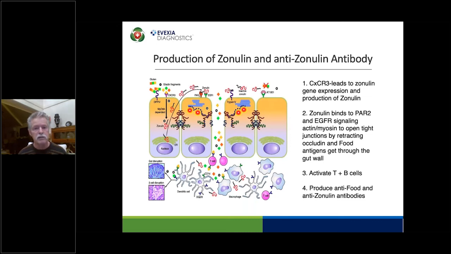So just remember, zonulin opens the tight junction, and the lamina propria with the immune cells is now exposed to antigens, food antigens that are in the gut lumen. So in the next slide.